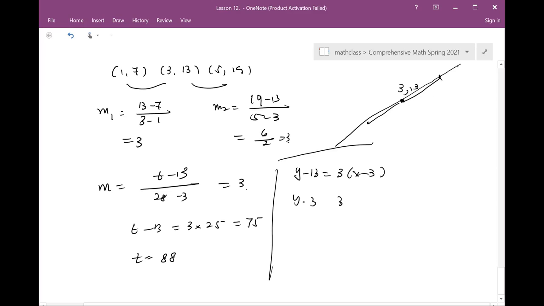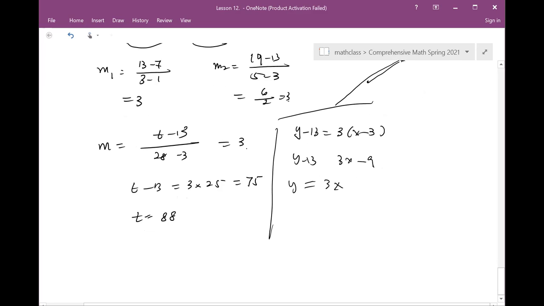So y minus 13 equals 3x minus 9. Right? So y equals 3x, 13 minus 9 is plus 4. Okay, so that is the equation, right? Now, once you have the equation, you know that the y, t is the, right?